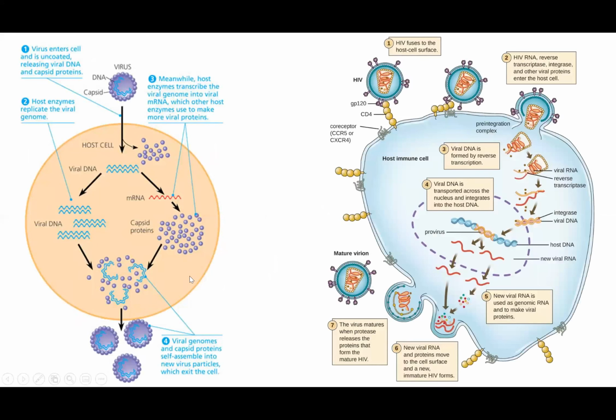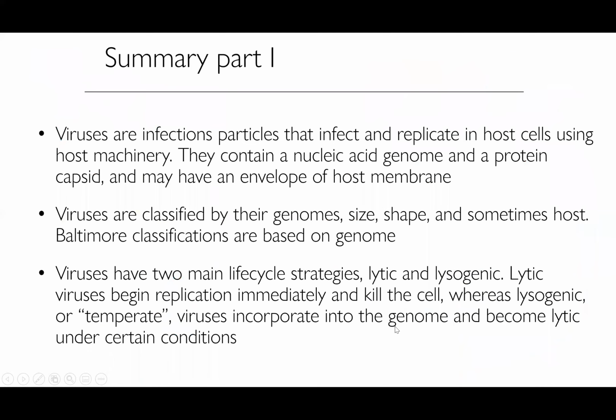And this is just an illustration to highlight what's going on with our different types of viruses. So we have our naked virus, which is the capsid and the DNA, and then we have our envelope viruses here. And so the process is essentially the same, but the key difference is that these naked viruses essentially escape without taking any part of the host with them, whereas our envelope viruses, our non-naked viruses, they take a part of the host cell membrane with them. So just to summarize part one, viruses are infectious particles that infect and replicate in host cells using host machinery.